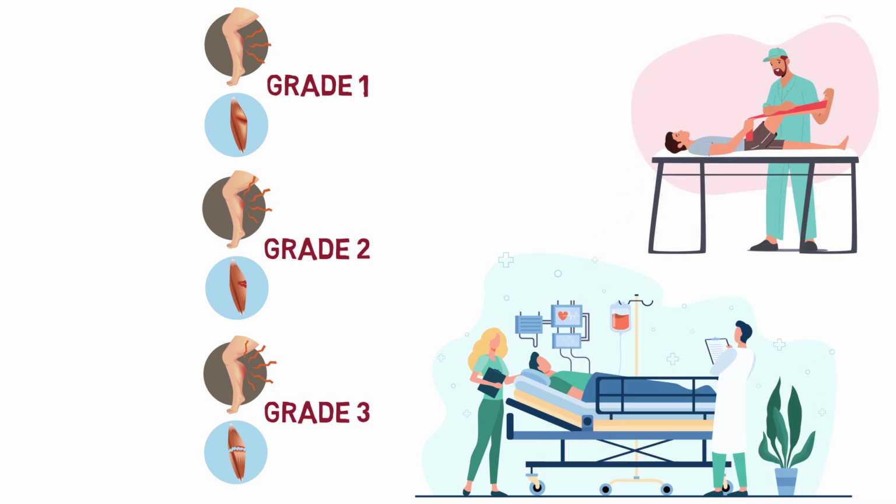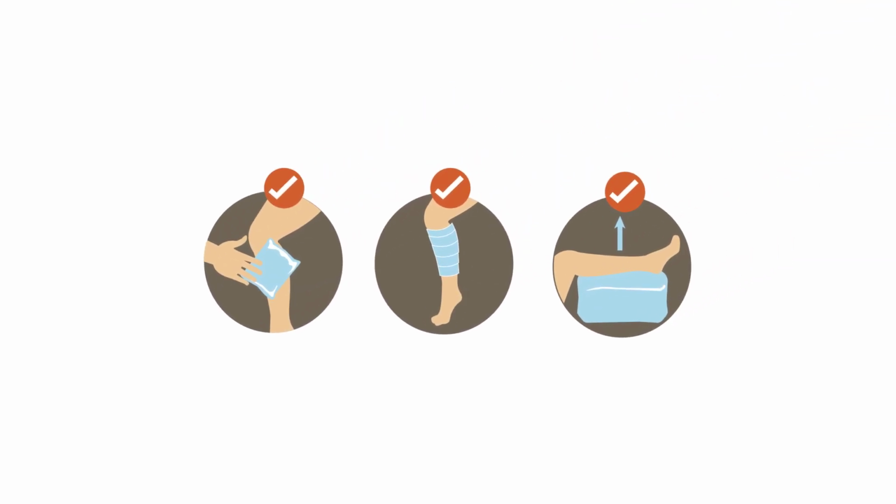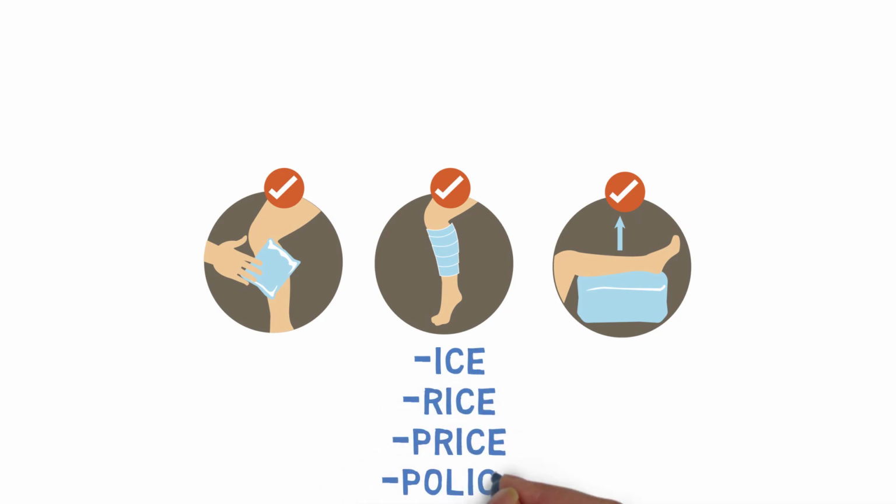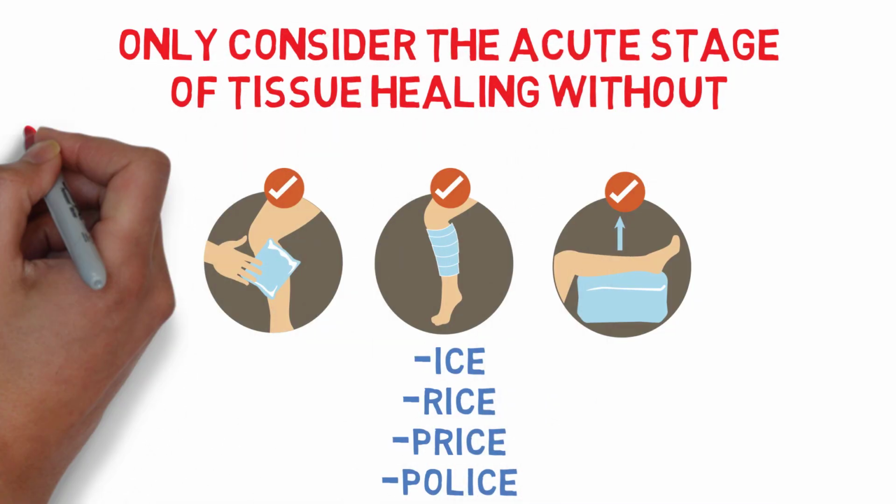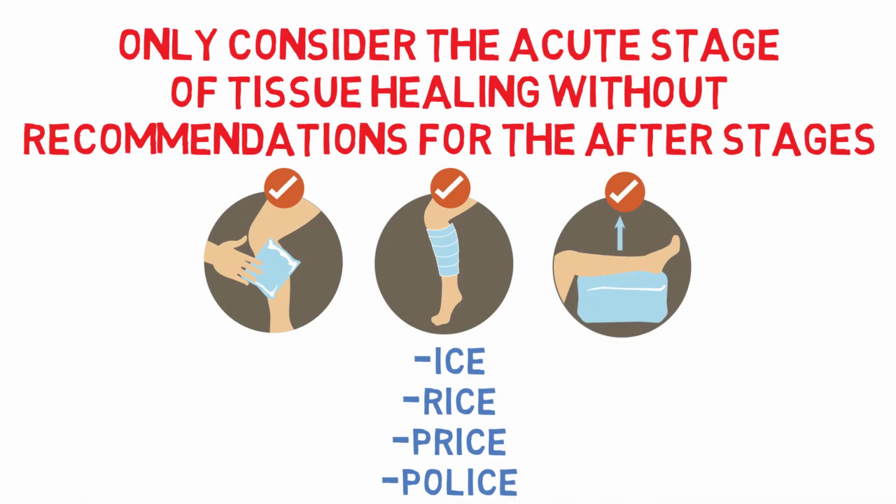You've probably heard of common acronyms used to guide muscle tear treatment, which have evolved throughout the years, like ICE, RICE, PRICE, and then on to POLICE. However, these are limited as they only consider the acute stage of tissue healing, without recommendations for the after stages.